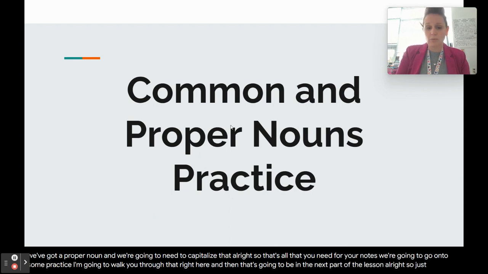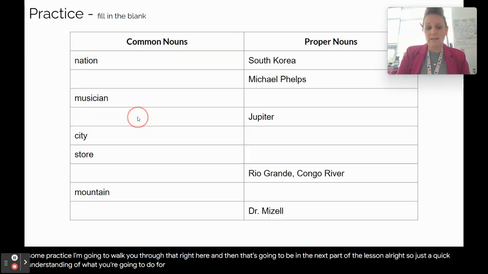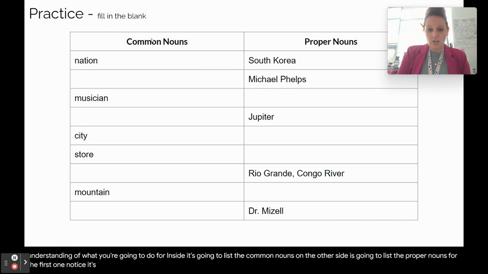All right, so just a quick understanding of what you're going to do for your practice. There is a chart. On one side, it's going to list the common nouns. On the other side, it's going to list the proper nouns. For the first one, notice it's nation and then South Korea. This would be a specific nation, so this is capitalized.